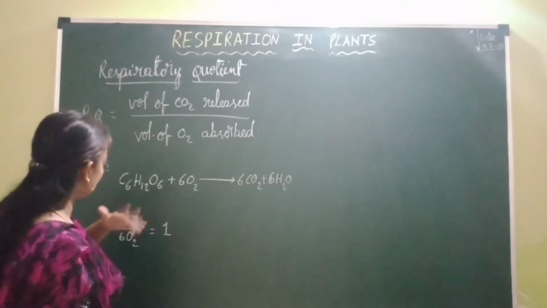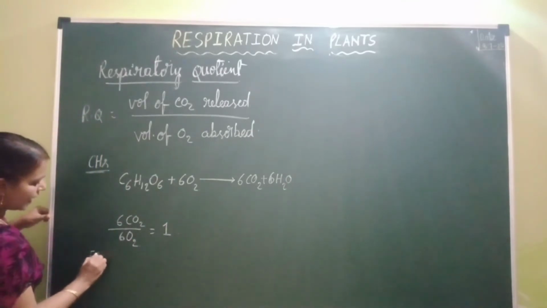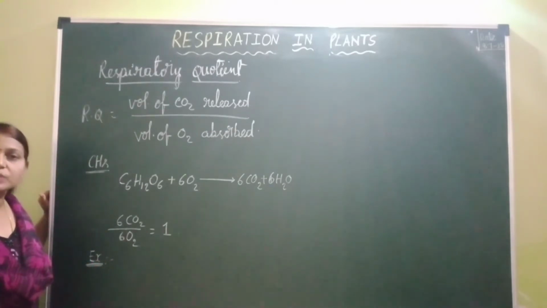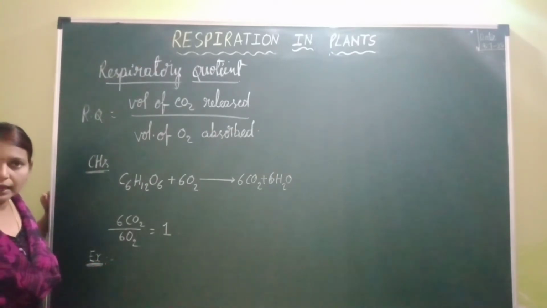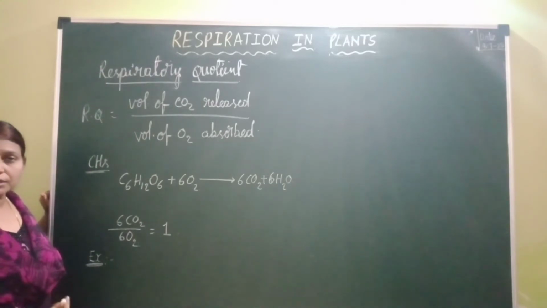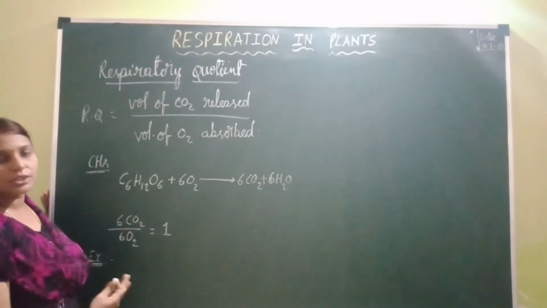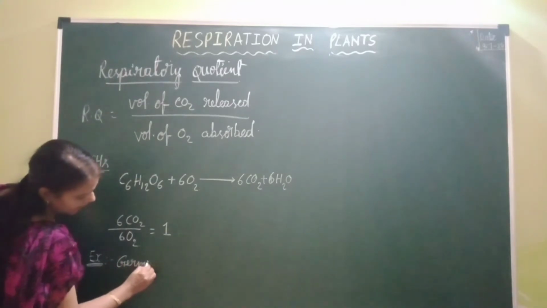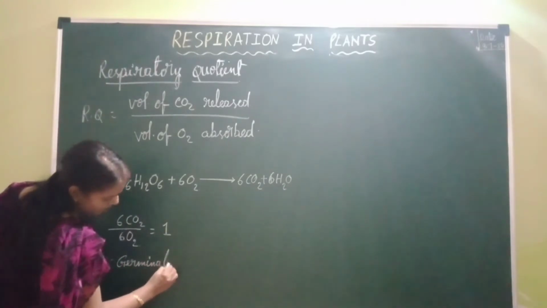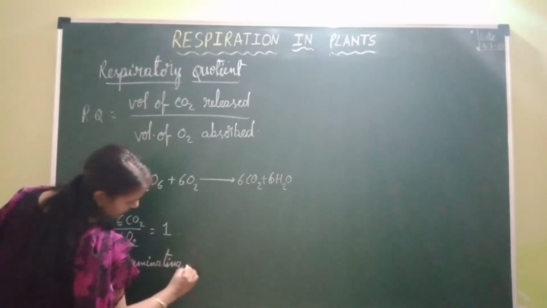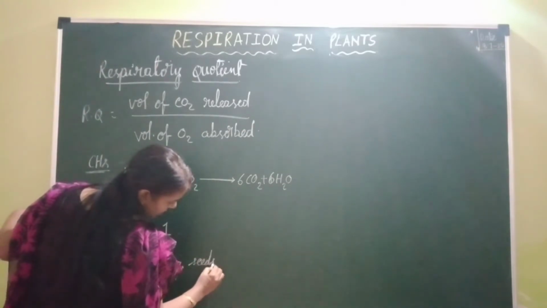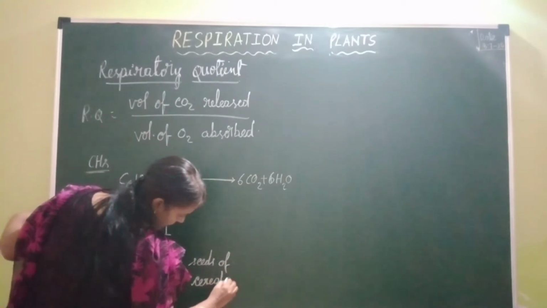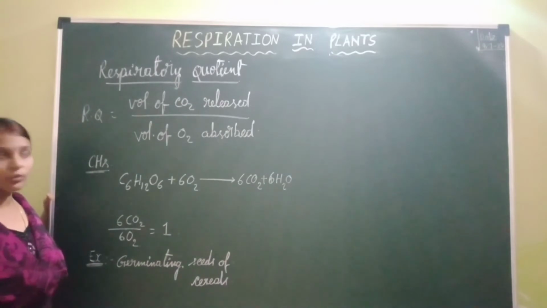The best example to study the RQ value of carbohydrates is germinating seeds of cereals, because cereals have a rich endosperm, which is rich in starch. So these are the best plant material to study the respiratory quotient value of carbohydrates.